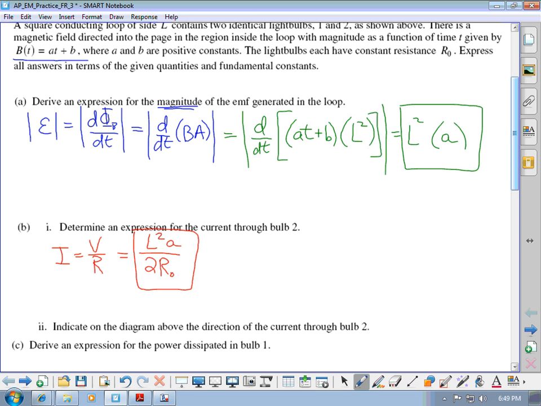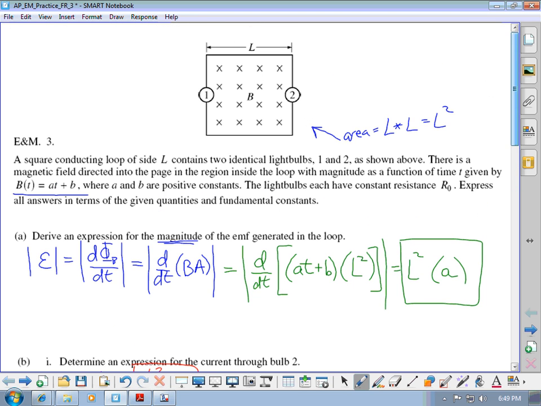Indicate on the diagram above the direction of the current through bulb 2. So looking back at this, we have a magnetic field that's into the page. And that magnetic field is increasing. If I look at what the magnetic field does as a function of time, as t gets bigger, that magnetic field gets bigger.